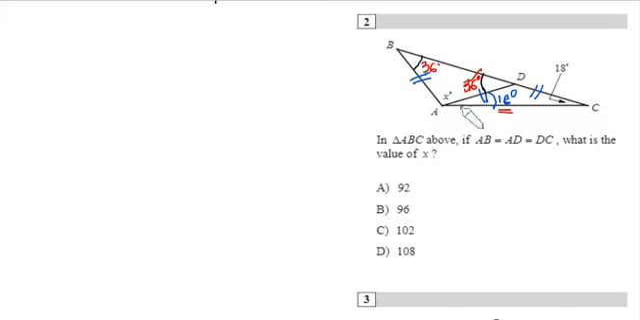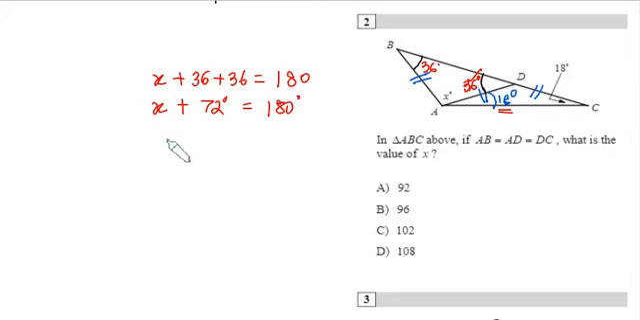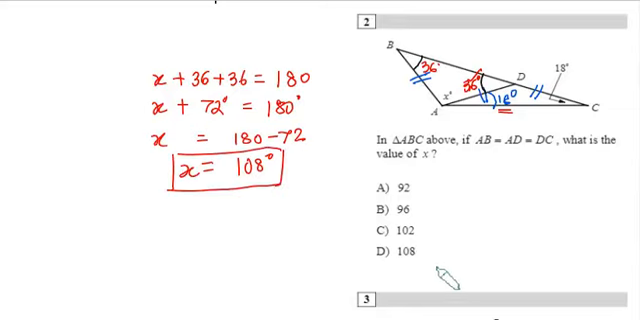Now you have to find x. So x plus 36 plus 36 in triangle ABD must be 180, by the angle sum theorem, as you have learnt. So x plus 36 plus 36, which is 72, equals 180 degrees. So x equals 180 minus 72, that is 108 degrees. x is equal to 108 degrees, and that is our answer.